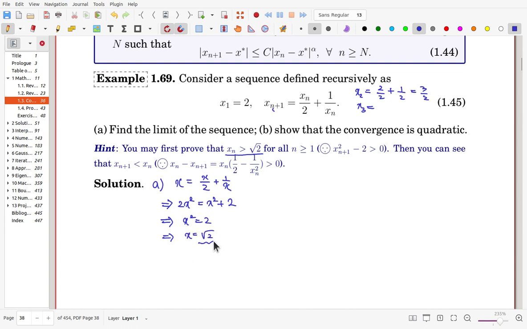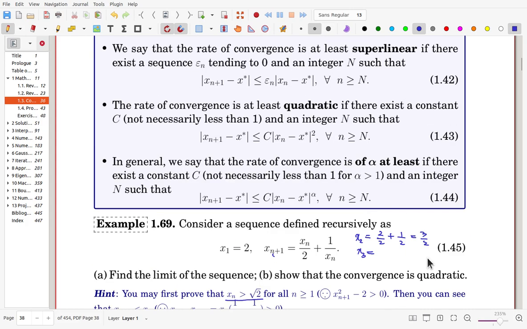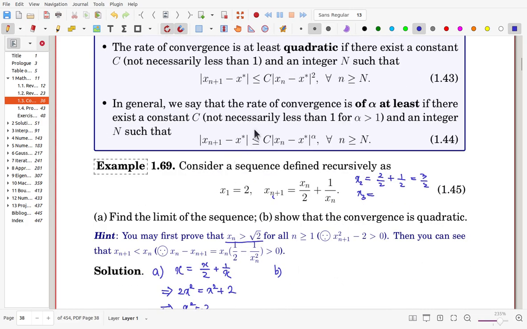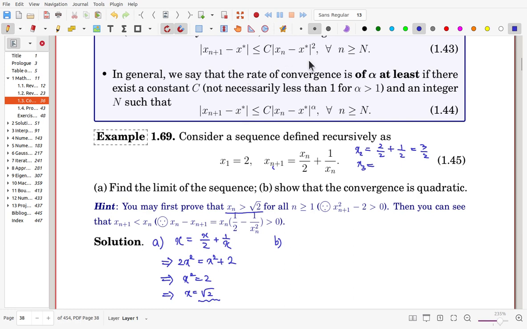So we found the limit. Now for part B, we have to show that the convergence is quadratic. Let's see the definition of quadratic convergence. Once this inequality is satisfied, then the convergence is quadratic. We'll start with this part.